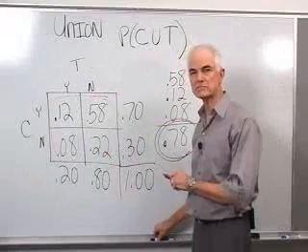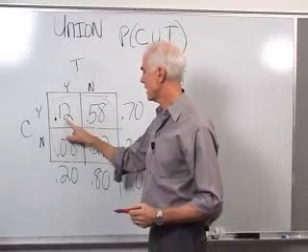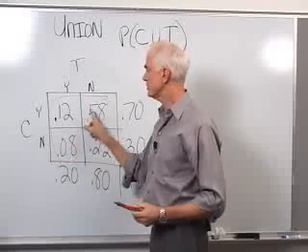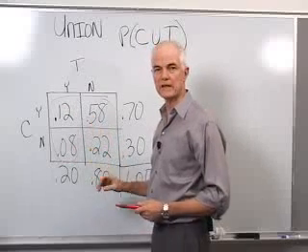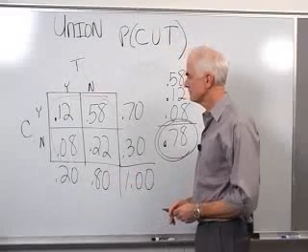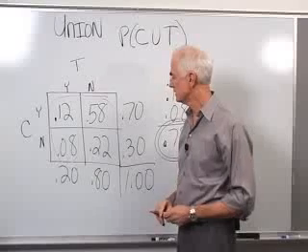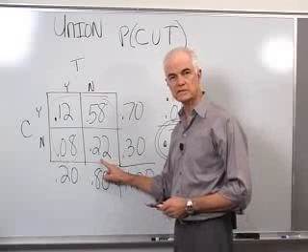So to summarize this particular way of solving for the union, merely add up all the cell probabilities that are included in either a row or a column that has a yes, and you will have the union of the yes, yes.